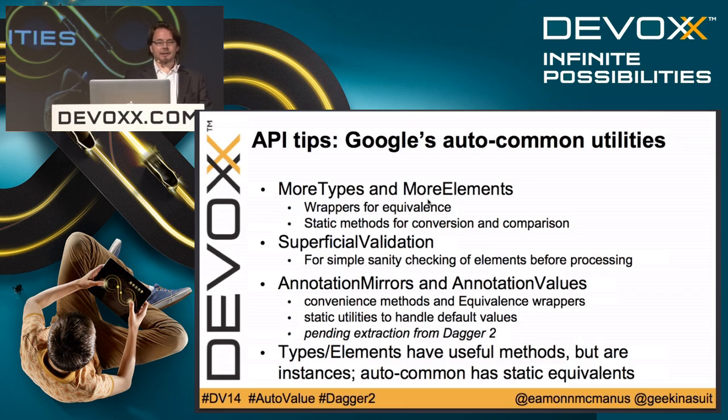Other static utilities. You can do everything that you need without AutoCommon. It's just you will often have to go and look up these things from the processor environment, the types utility and the elements utility. So the only real major thing that we changed is we just made static equivalents and did a little bit of work to avoid having to find these instances.